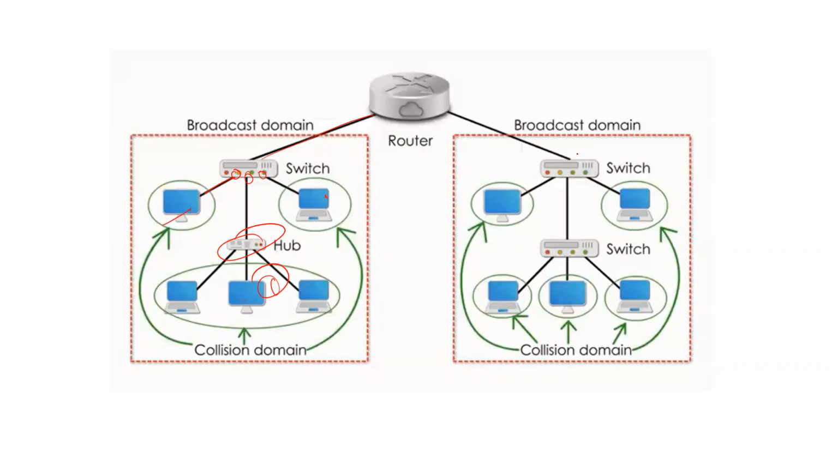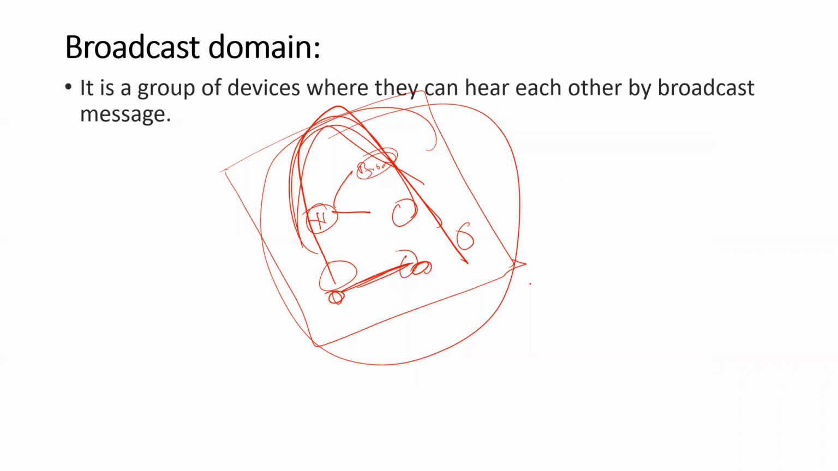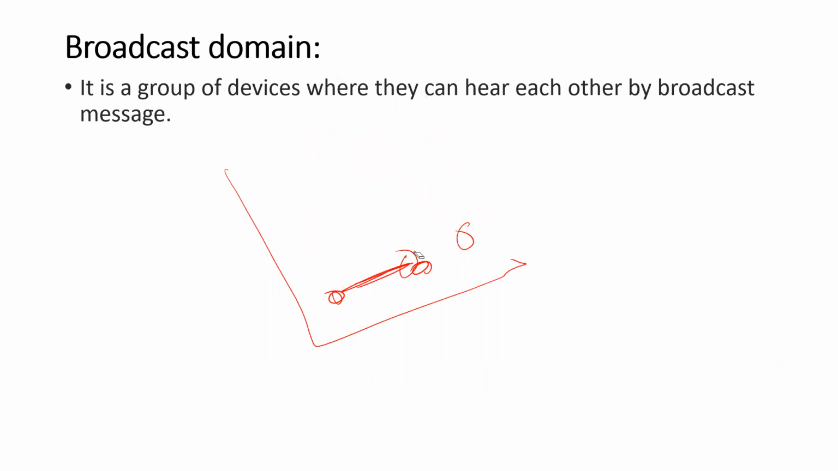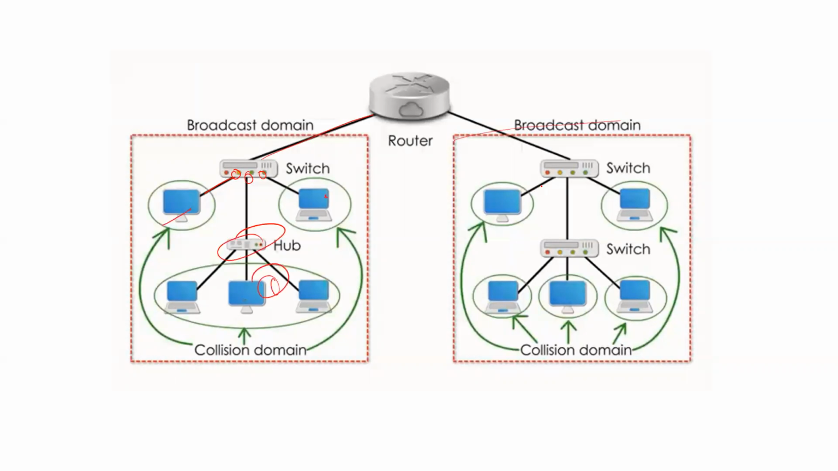And when it comes to the broadcast domain, this is called the broadcast domain. What we are discussing here is that a broadcast domain is where devices can hear the broadcast. So that is called a broadcast domain. Is it clear about broadcast domain and collision domain?